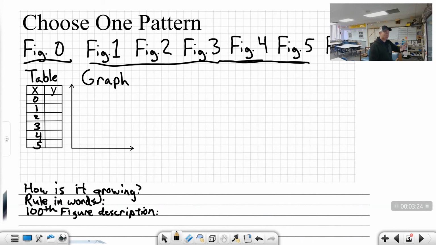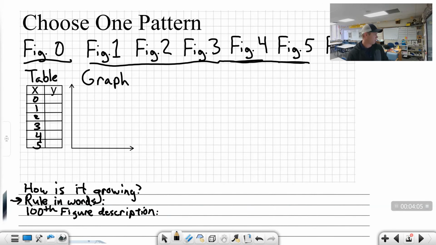Now, once you have the figures, the table, the graph, then you can begin to think about, okay, how is it growing? How is this part growing? How is this part growing? How is this part growing? Okay? And once you figure out how each part is growing, maybe you can create a rule. Now, some people here in class have been writing their rule y equals. That's pretty hard to do. If you don't think you can do a rule y equals, maybe you just focus on writing the rule in words. This part is growing like this. This part is growing like this. This part is growing like this.